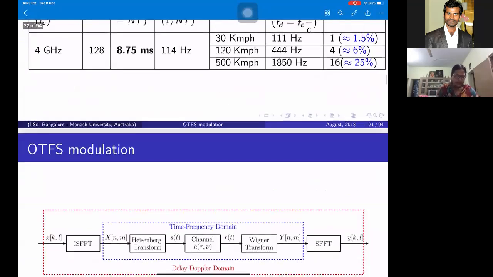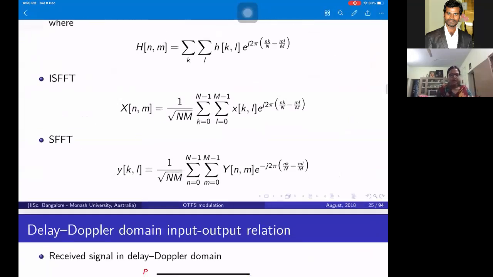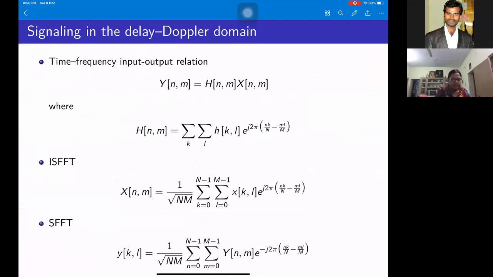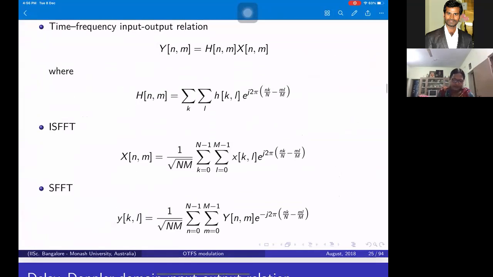That's what the difference is. So you can ask me what is ISFFT and SFFT, right? How is it different? It is a two-dimensional transform, whereas your FFT and IFFT are single-dimensional transforms. So the ISFFT and SFFT are the space-Fourier transforms. Space and Fourier, both are included in this.